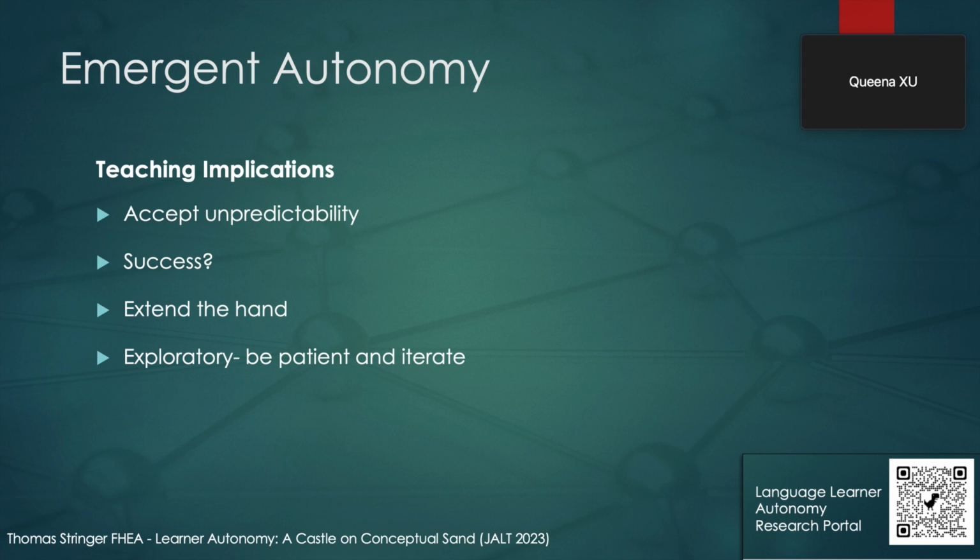Perhaps teachers are very familiar already with the idea of unpredictability, of straddling the boundary between organization and disorder. It means acceptance of non-linearity, implying a kind of rejection of a simplistic success narrative. It also means educators need to be conscious about extending the hand, not just to learners, but to other relevant stakeholders as well. And it also means that we need to be exploratory as teachers.